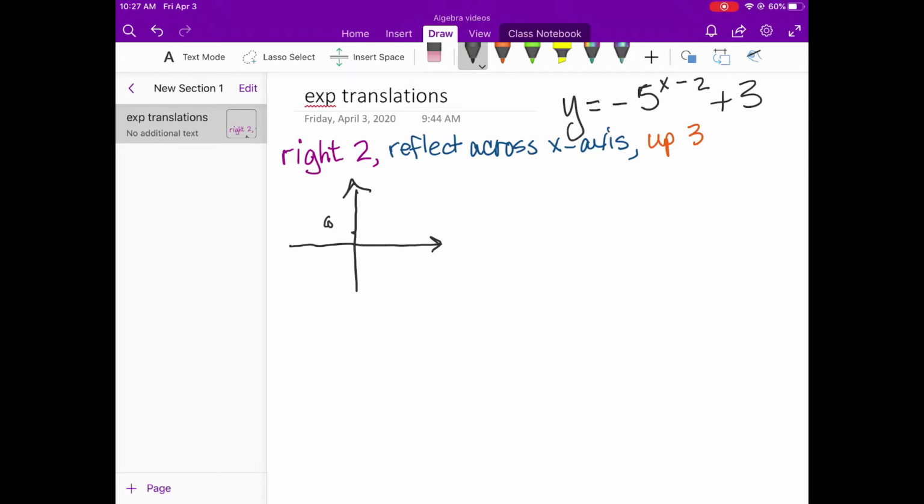First, I'm going to draw 5 to the x and mark those two most important points on my graph, which are (0, 1) and (1, 5), and the base. So this is y equals 5 to the x power. And I'm just going to do those three things one at a time.